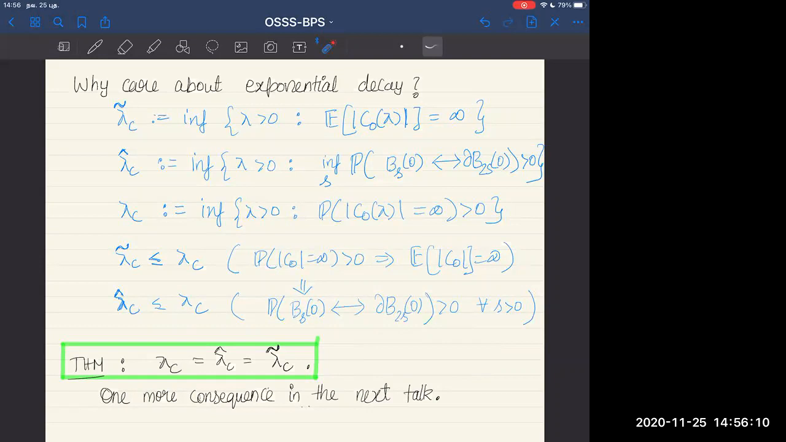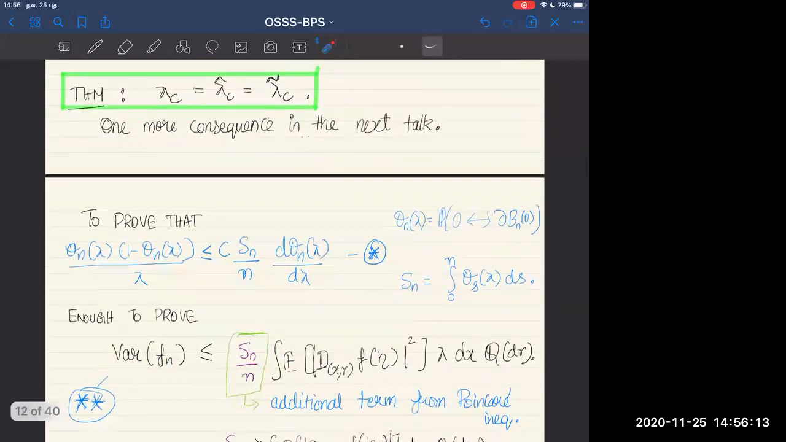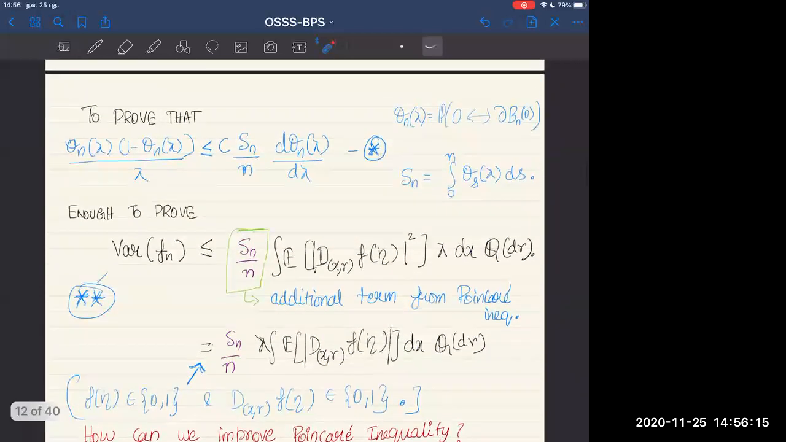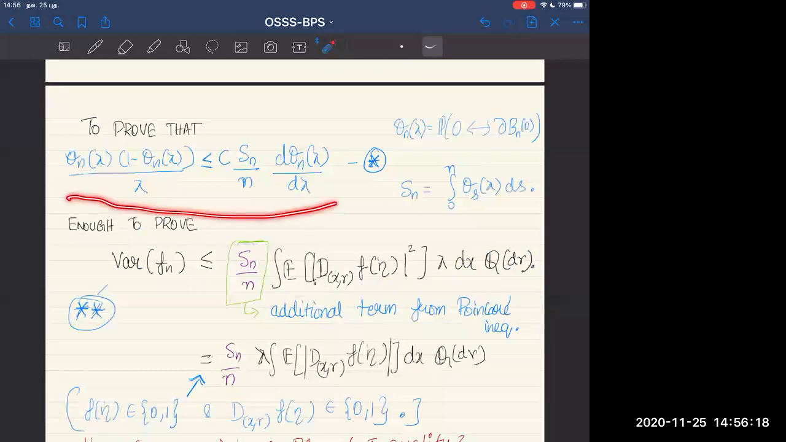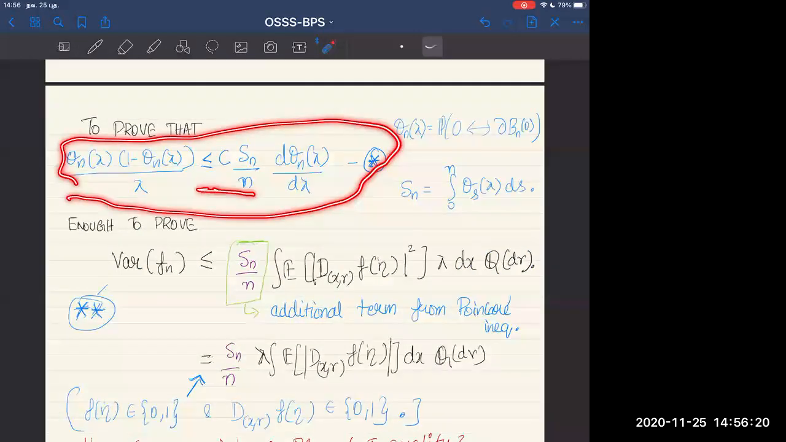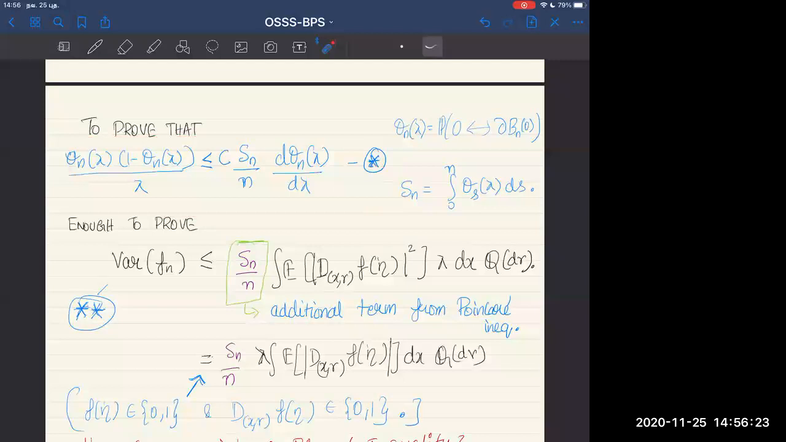I will show how we get exponential decay. Just to recollect, we want to prove the inequality star with this extra factor. So it is enough to improve the Poincaré inequality by getting a factor, let's say a constant C n by n. The Poincaré inequality didn't have this factor. If I get this extra factor, then I'm done.